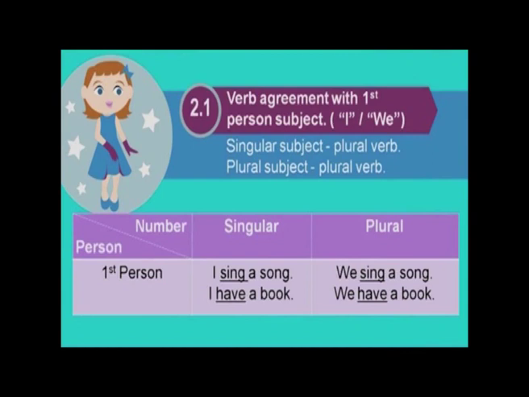In a table here, it says, I sing a song. We don't say, I sings a song. I sing a song. So, I is a singular form, but it carries a plural verb, sing. With a plural subject we take a verb, sing, not sings. We don't say, we sings a song. We sing a song.